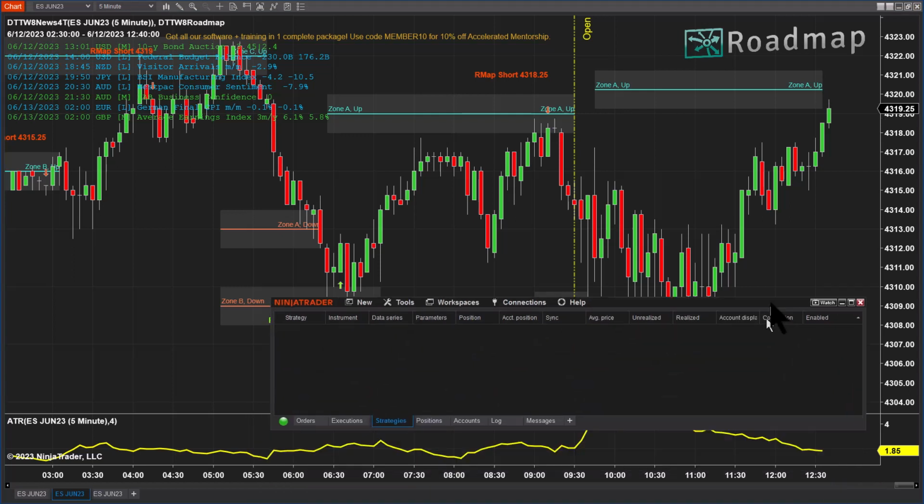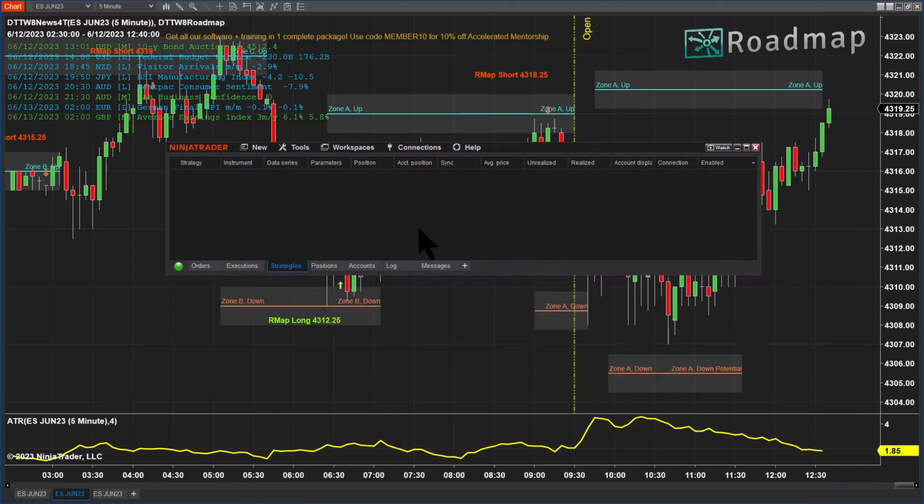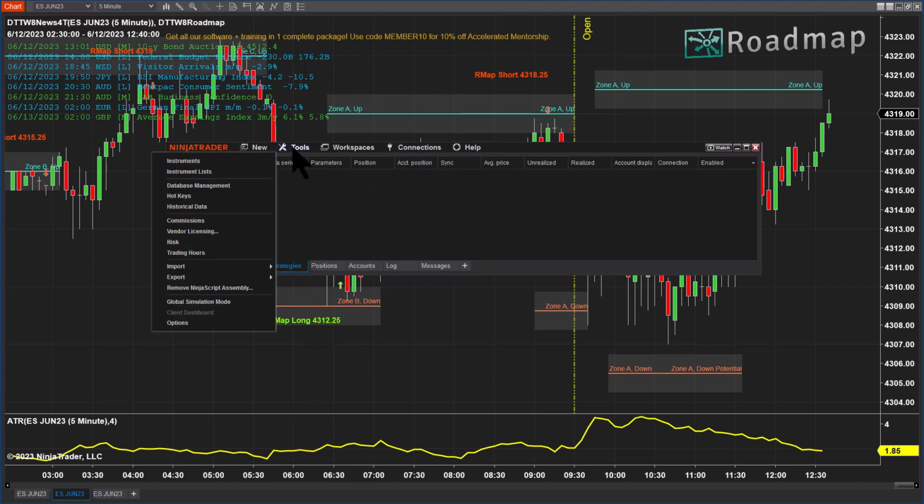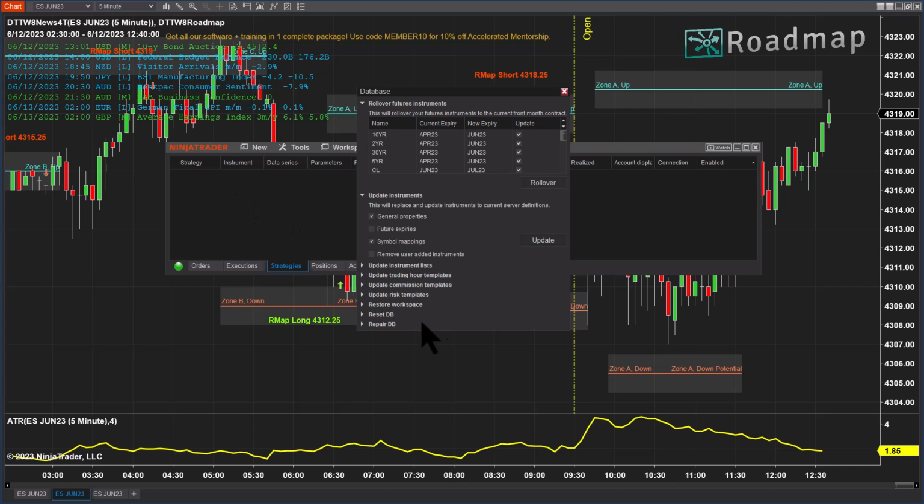So when you look at the control center of NinjaTrader, we're going to come over here to Tools and then to Database Management. So that makes it pretty simple. And here you'll see if there are any contracts that are requiring a rollover, it'll be listed here. If there's nothing listed for you, that means you've already rolled over, or it's not the time to roll over, so there's nothing that's needed at the moment.